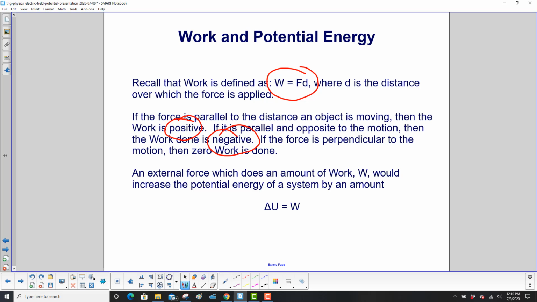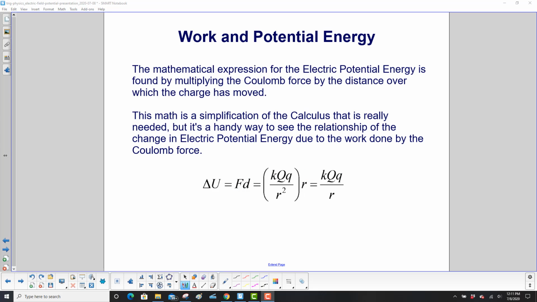An external force which does an amount of work would increase the potential energy of a system by an amount delta U equals W, equals work. Right? That's the good old work-energy equation. If you have an initial energy plus work, that gives you a final energy, or work is equal to delta energy. And here we're just going to be talking about potential energy. And yes, we will have a mathematical expression for electric potential energy.